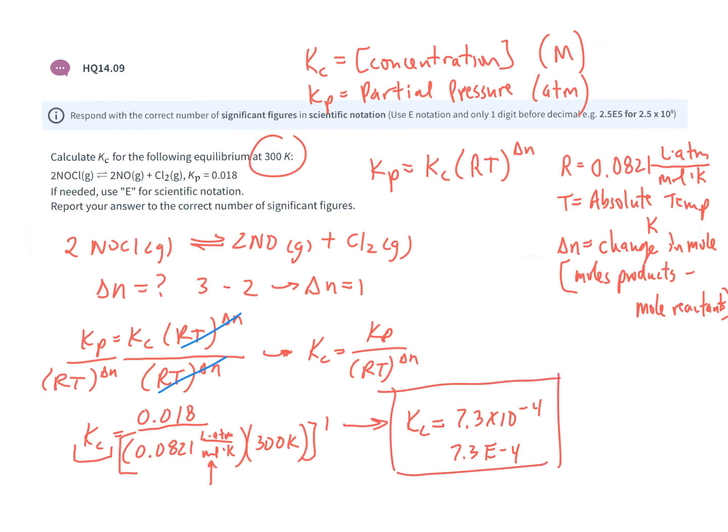So again, if there's a change in moles during the course of a gas phase reaction, then Kp and Kc would not be equal to each other. If moles were identical on the left and the right, then Kp would equal Kc. So in this case, we do have to do a small conversion.